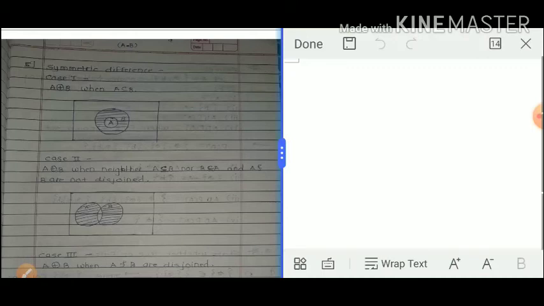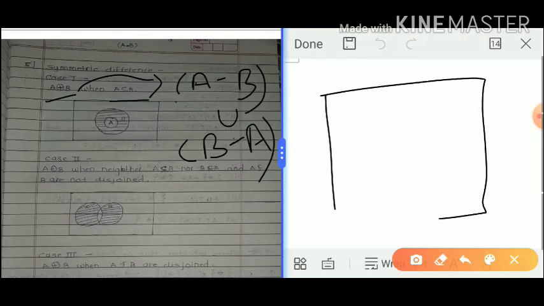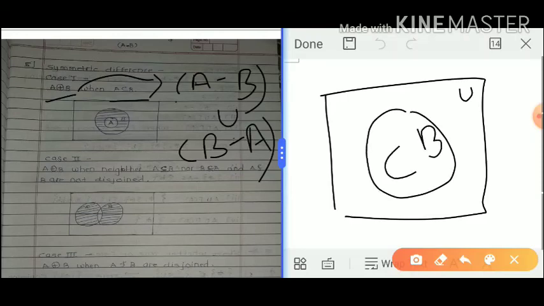So how to find out the symmetric difference between two sets? This is the formula. Suppose we want to find the symmetric difference of A and B. At that time we need to first find A minus B union B minus A. Okay, so now the condition is A is a subset of B. To draw a rectangle, this is the universal set, this is the B set, because A is a subset of B, draw A here. This is A.